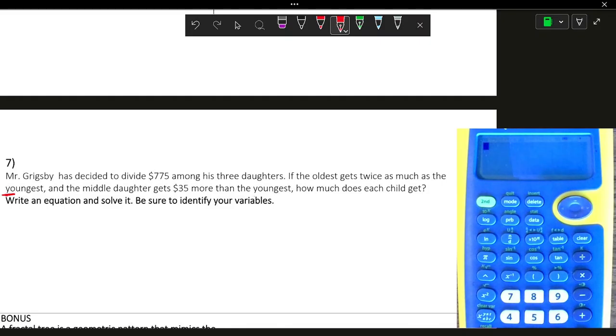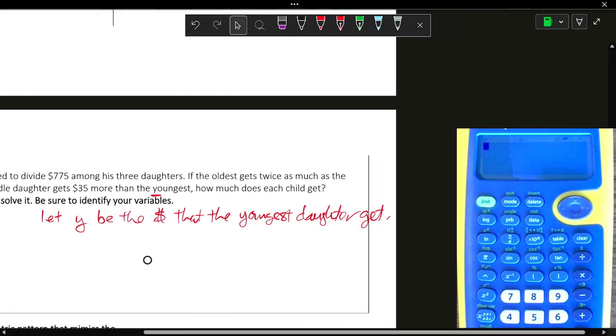Okay. So I don't know if you noticed this, but both of those expressions, the amount they're getting, was described in terms of what the youngest daughter gets. So I'm going to identify a variable. I'm going to say let y be the dollars that the youngest daughter gets. Okay, so that's what y is.